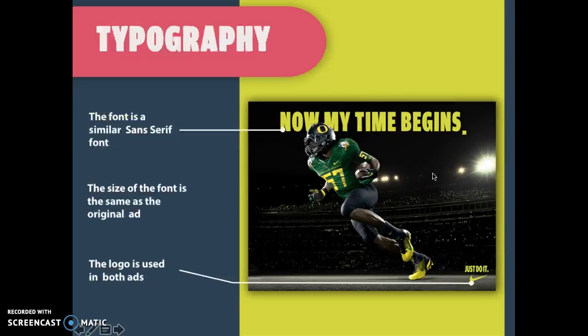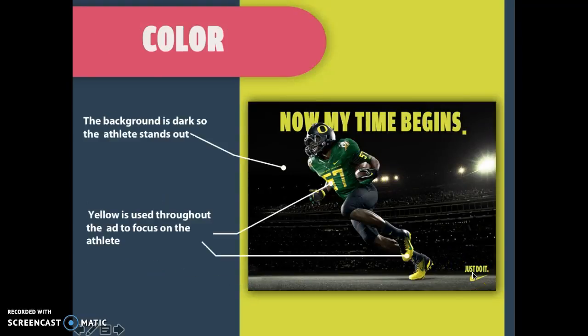The next element is typography, and I used a similar sans serif font. It's the same size, and then the logo's smaller down here at the bottom. And for the color, the background is dark so that the athlete stands out, and using the yellow throughout the ad also helps the athlete to stand out, along with the green because of the dark background.